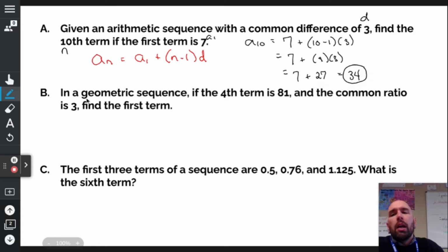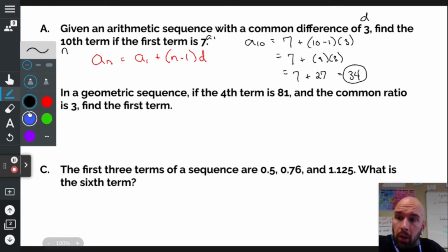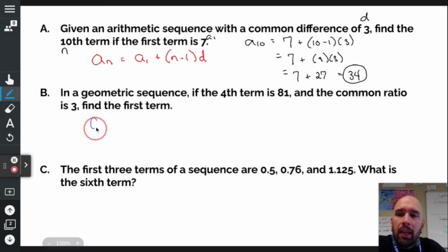Fun. In a geometric sequence, if the fourth term is 81 and the common ratio is 3, find the first term. Well, let's write out our geometric sequence formula, shall we? We've got A sub n is going to equal A sub 1 times the common ratio to the n minus 1 power.